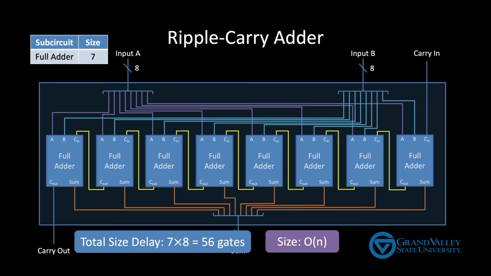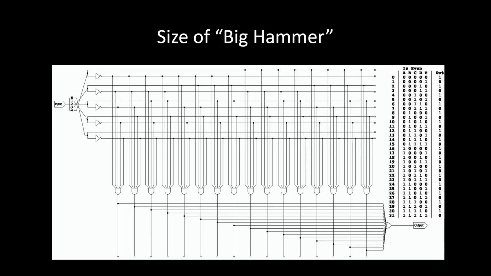Finally, let's look at the size of a circuit built using the brute force design. Pause the video and see what you come up with. All right, so as before, the NOT gates are just single gates, but we have to count all n of them, so they contribute big O of n.